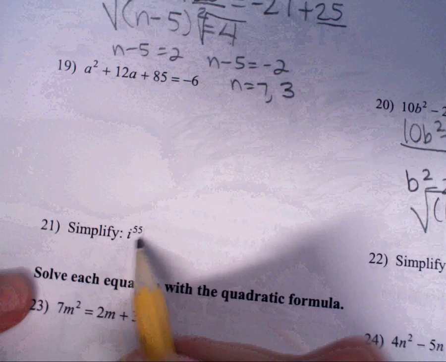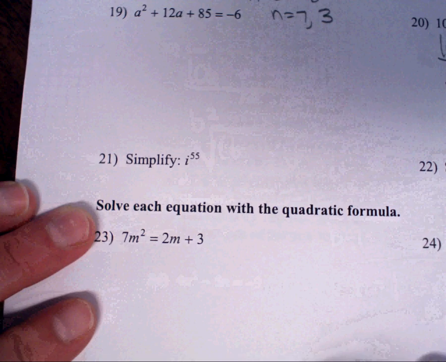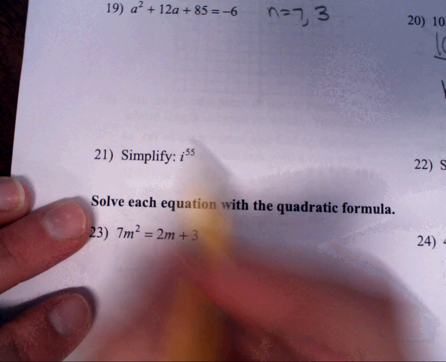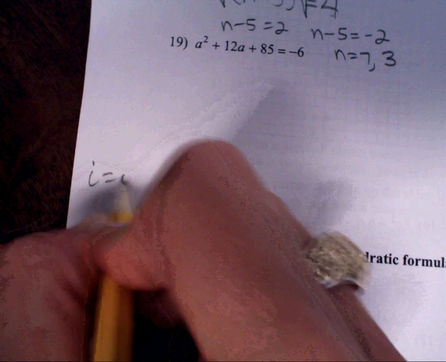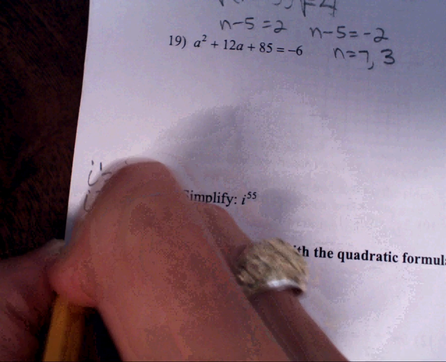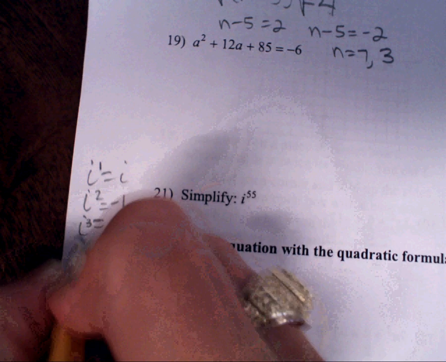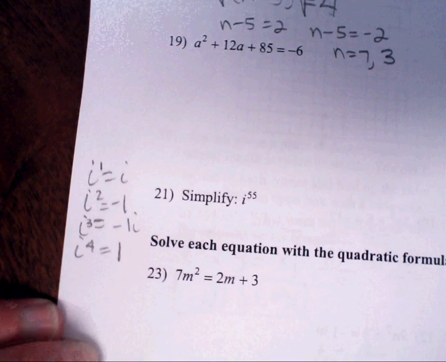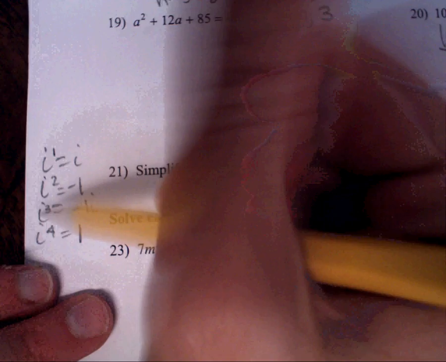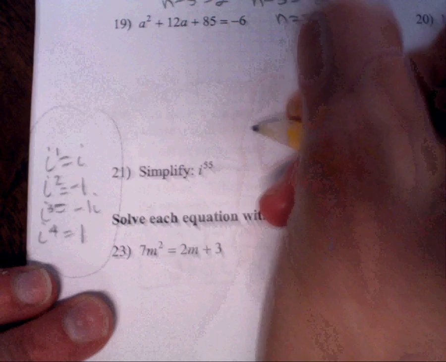All right, so let's move on to these patterns of the i's. So to go back over, i is i to the first, i to the second is negative 1, i to the third is putting these two together, negative i, i to the fourth is 1. That's negative 1 times negative 1. So I would write these first on your test for Thursday.